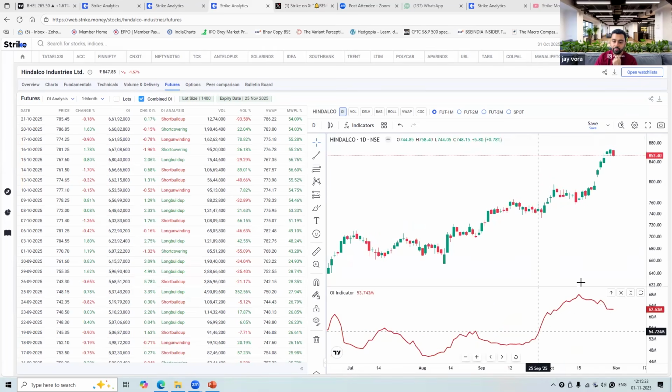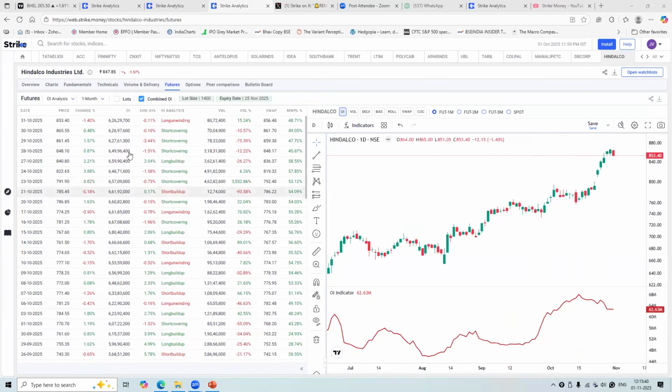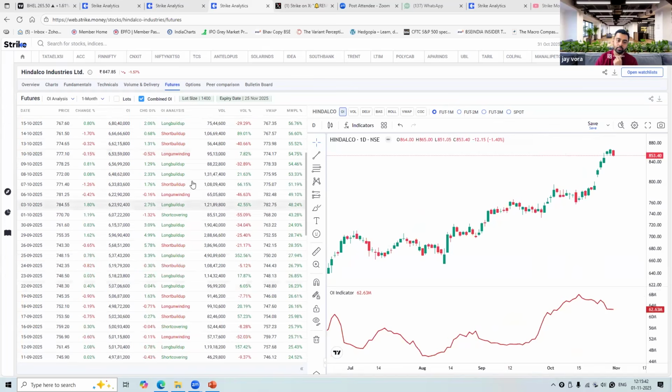But for that I have to figure out whether this spike in open interest is due to long or short. For that we'll have to study the left hand side thing. Yes, that is exactly where the confusion was.